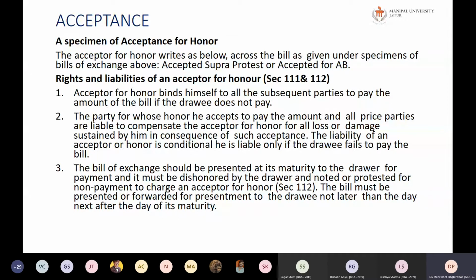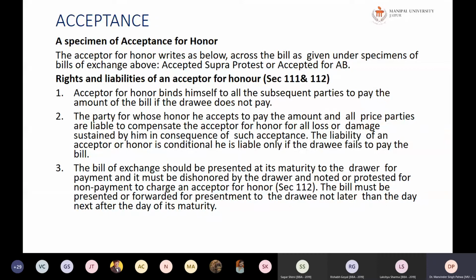Why has this person come into the picture? This person has come into the picture because the drawees have not actually honored the bill, or they do not have sufficient money to honor the bill. So this person has come in between and has honored the bill. Because of this, he may have incurred some loss, his money which otherwise belonged to him has gone somewhere else. So the original parties to the bill must compensate him for the expenses he has incurred.